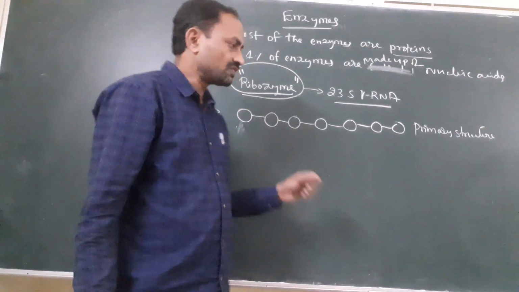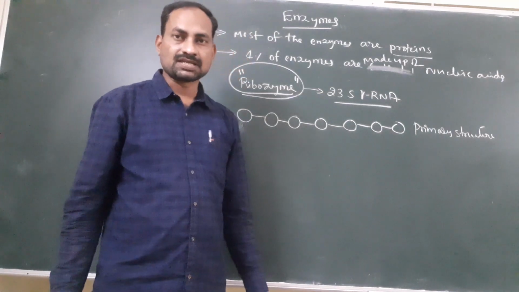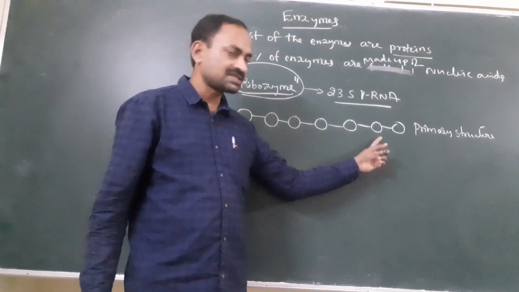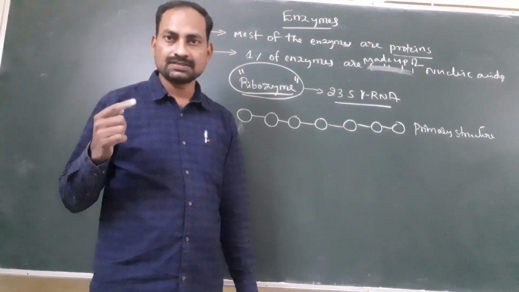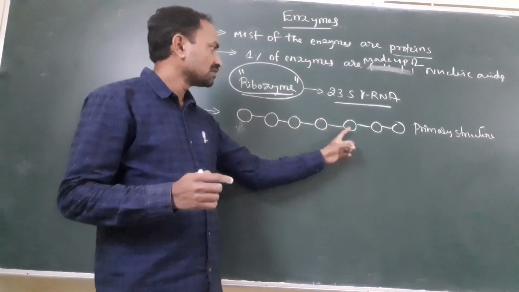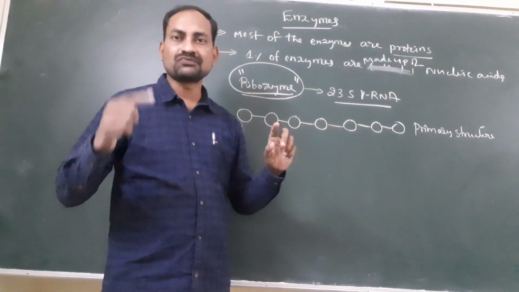Here, the linear sequence of amino acids is called primary structure. If you look at the secondary structure, this primary structure folds in a specialized pattern. So there are two specific patterns in which this primary structure, the sequence of amino acids, is folded.